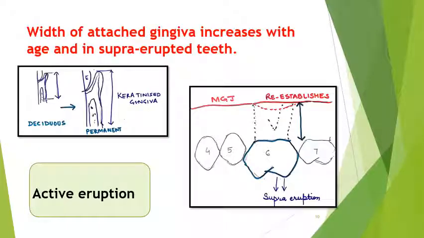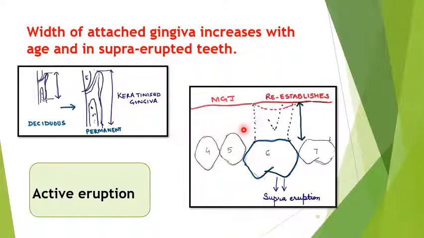Now let's see why width of attached gingiva increases with age and in supraerupted teeth. If we talk about age, we know that deciduous teeth are smaller in size, and when there is a change from deciduous to permanent dentition, the alveolar housing increases because the size of tooth has increased. So we know that attached gingiva is attached to alveolar bone as well as to the tooth. So if the size of alveolar housing has increased, we all know mucogingival junction is stationary. So then total width of attached gingiva increases.